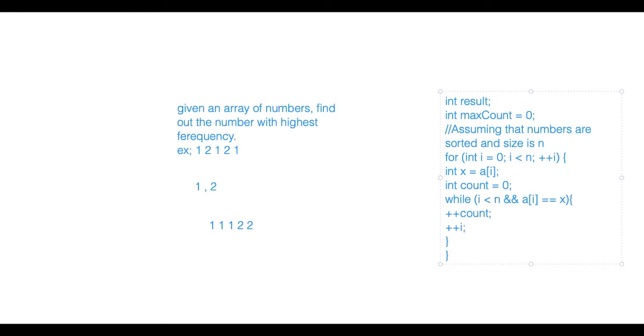Then we enter the while loop. In this while loop, while I is less than n, we have this condition so that we don't exceed the array, and a of I equal to x means the number is the same as x. For example, you can understand from the 1. For I equal to 0, we will start with the 1. Here you are incrementing I. Let's understand with the example of 1.